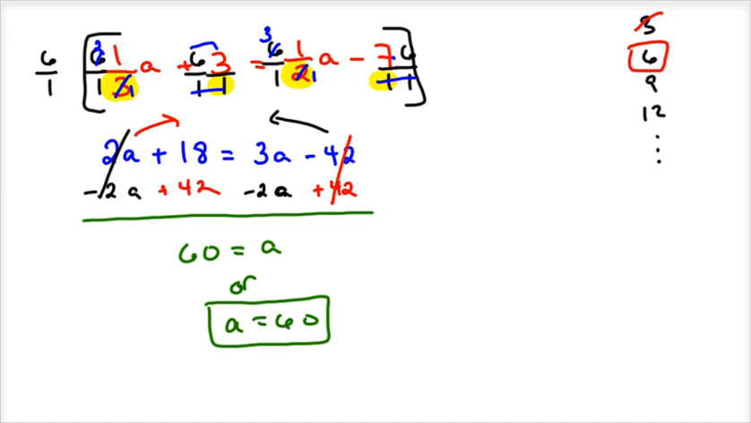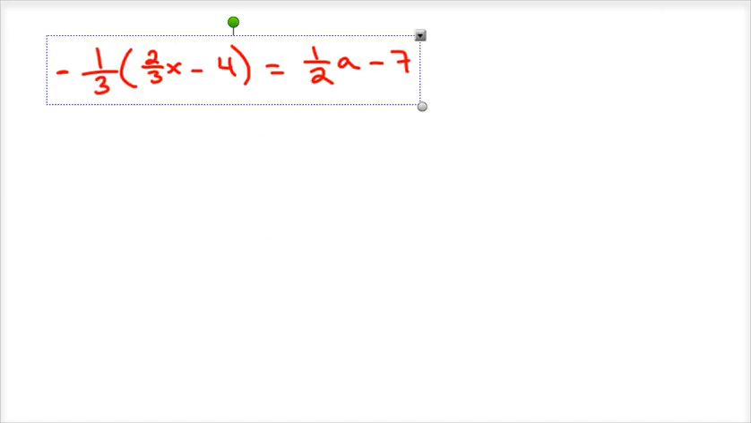Let's take a look at another example. This one we have one more step here. We're going to distribute here. So we have negative 1/3 times the quantity 2/3 x minus 4 equals 1/2 a minus 7. We're going to do a little distributive property here, a single distribution. And let's do that first.